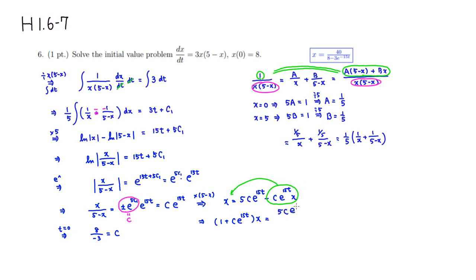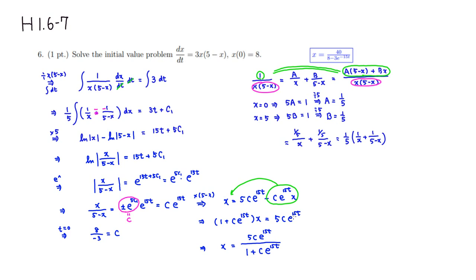5c e to the 15t. Sorry, I messed that up. Right, so this is 5c e to the 15t. So the next step is just to divide through by that. So x is going to be equal to 5c e to the 15t over 1 plus c e to the 15t.